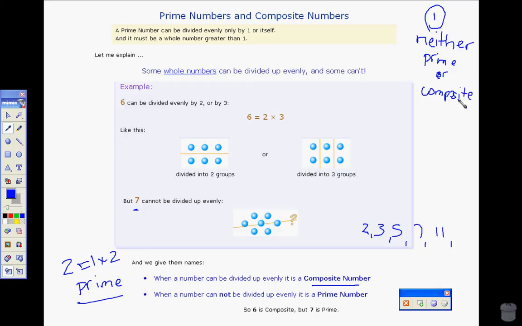Some of this might be new, some of this might be old to you, but what we've got to do is realize what we mean by factors, prime numbers, and composite numbers. Ready for our lessons next week.